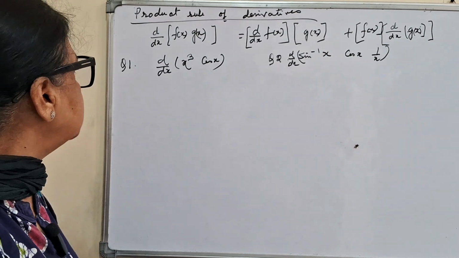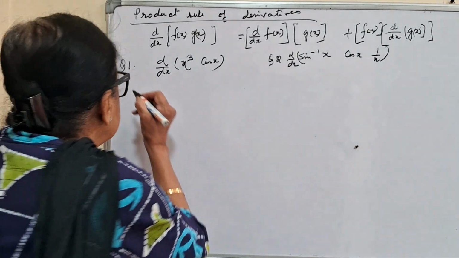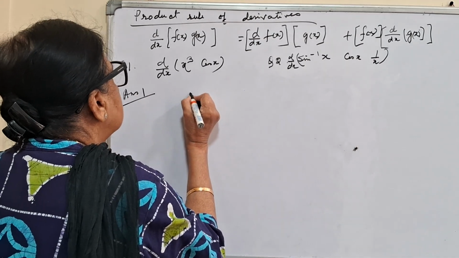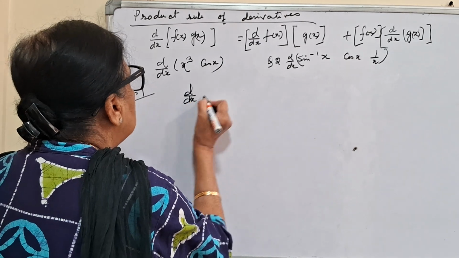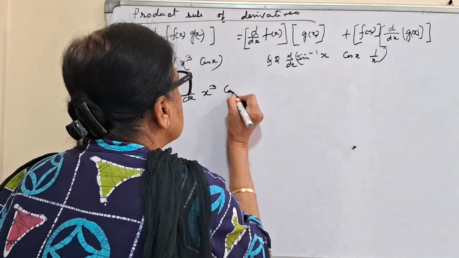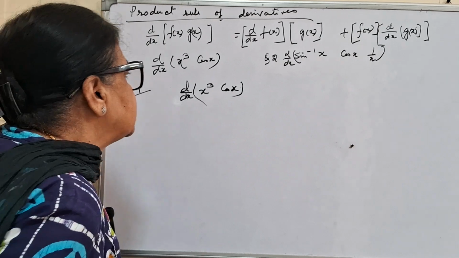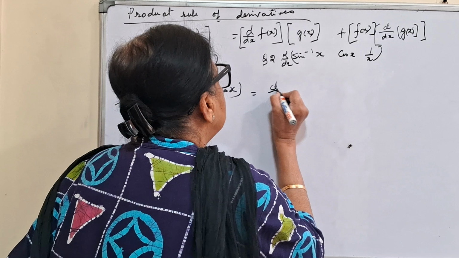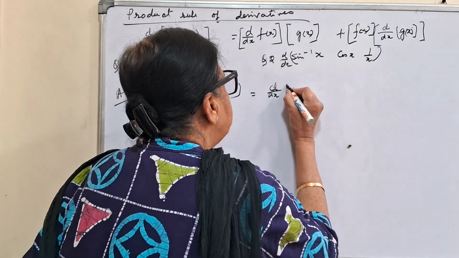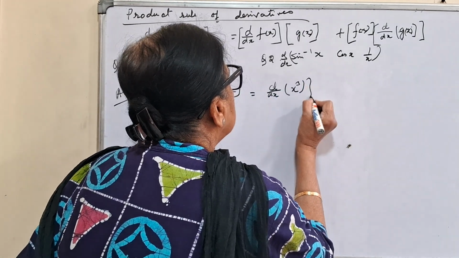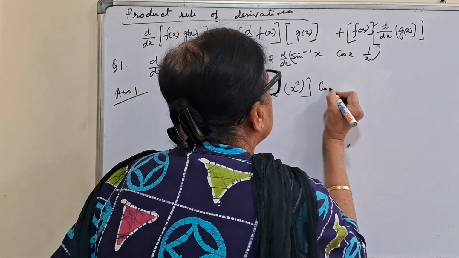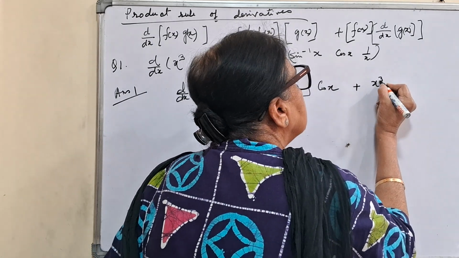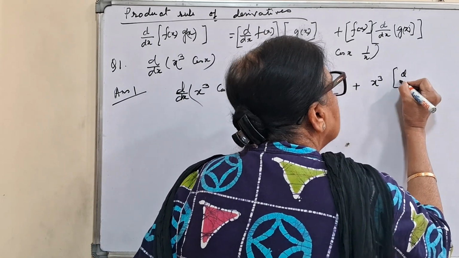Now, this is question number 1 they have given us. Answer 1: d/dx of x cube and cos x. Two functions, one is x cube, another is cos x. So first I will find d/dx of x cube, then multiply with cos x. Then plus x cube into d/dx of cos x.